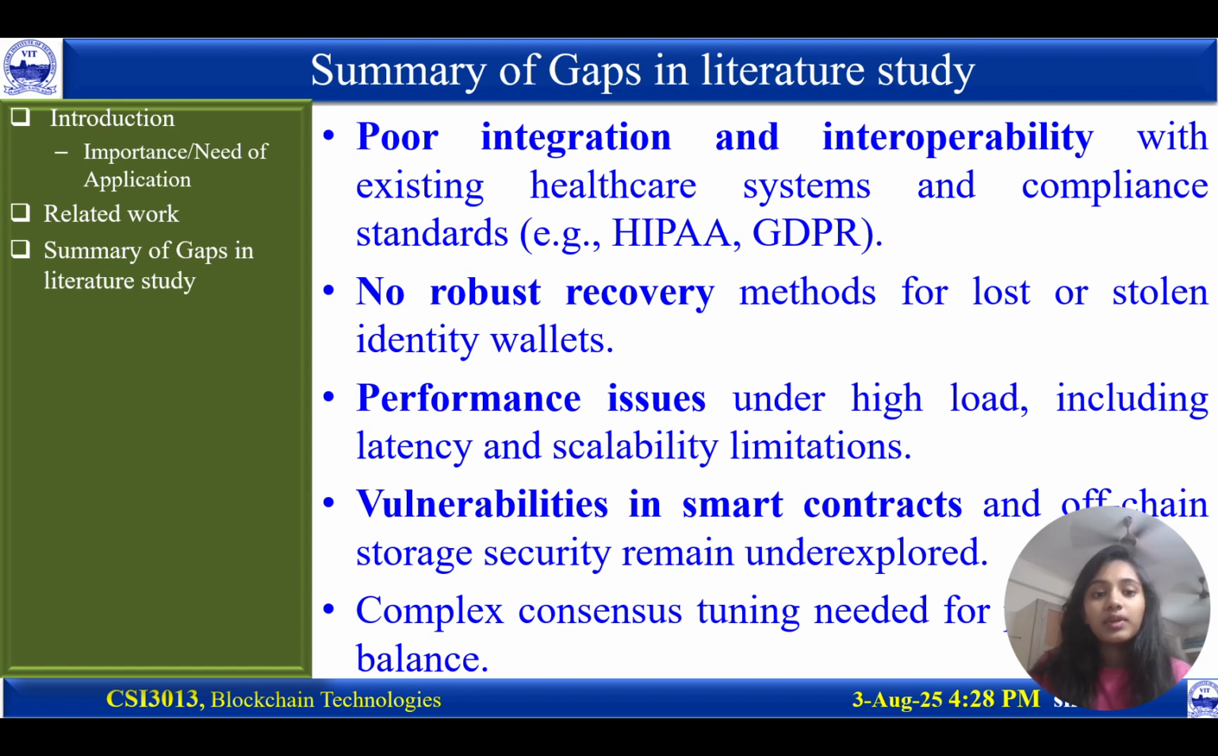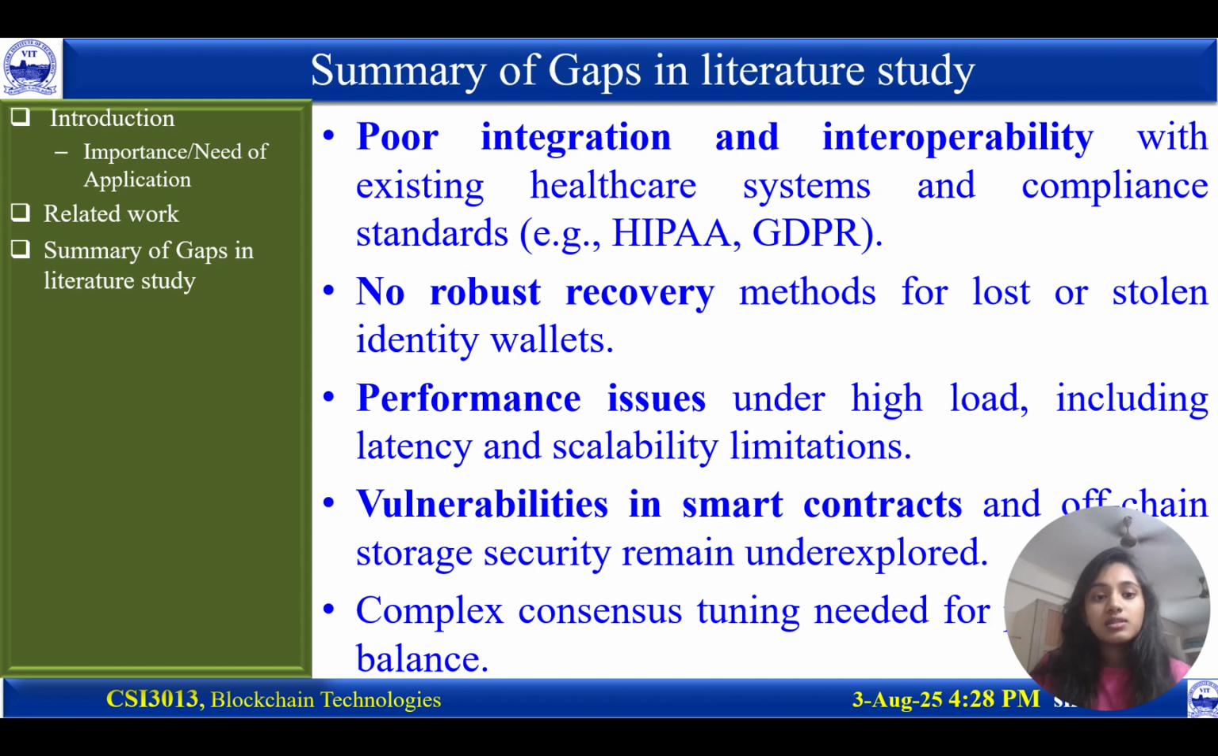Performance under load. Current systems struggle with latency and scalability, especially when handling large volumes of patient records during peak usage. This makes them impractical for wide scale deployment. Smart contract and storage vulnerability. Security of smart contracts and off-chain storage, such as where the actual medical files are stored, is often underexplored. This leaves systems vulnerable to unauthorized access or tampering.